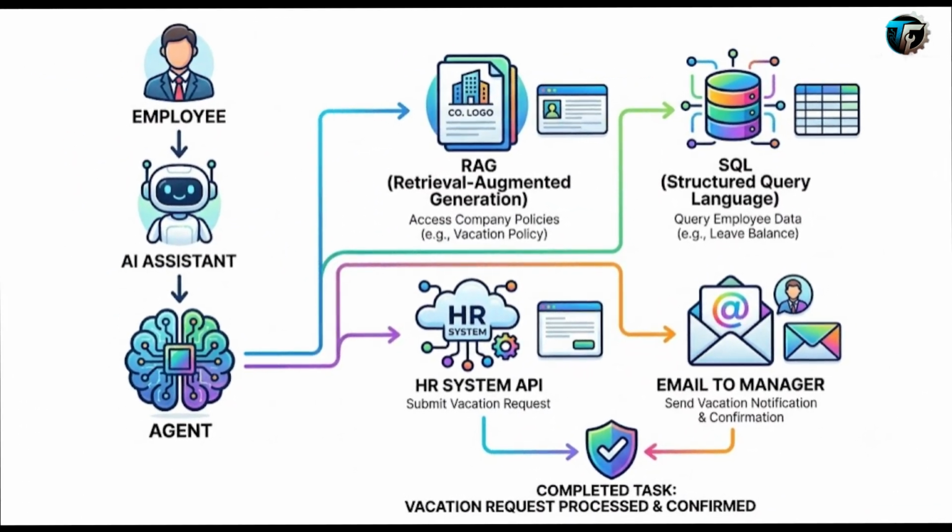Here's an enterprise example. An employee asks, "Check my remaining leave and submit a vacation request for next Friday." The agent may retrieve company policy through RAG. Query the employee system for leave balance. Call the HR API to submit the request. And finally send a confirmation. Notice what happened. This isn't just question answering anymore. The AI is coordinating multiple enterprise capabilities to complete a business task.